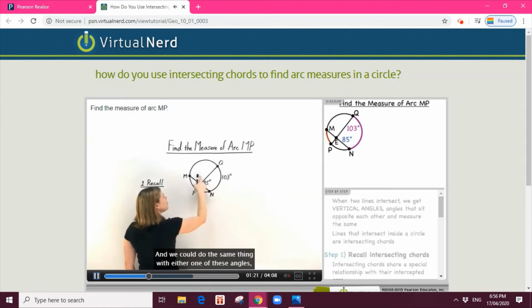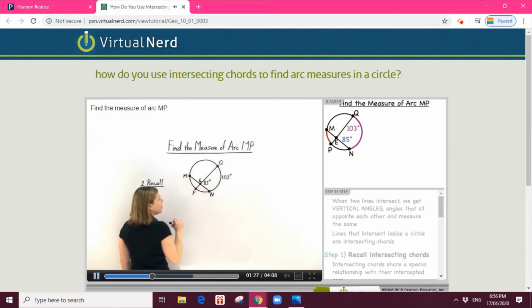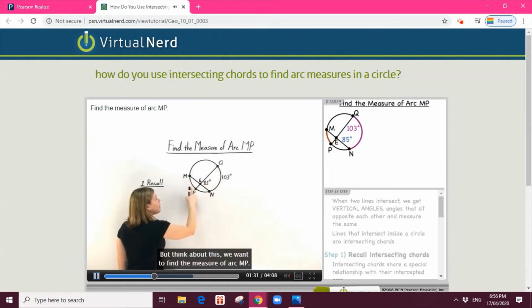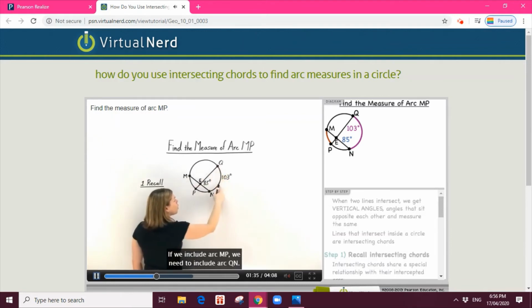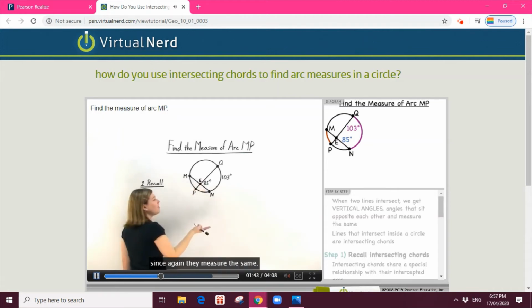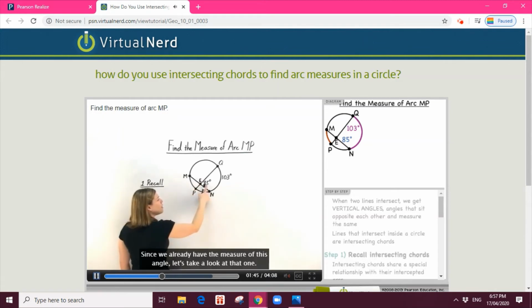And we could do the same thing with either one of these angles, taking the average of arc MQ and arc PN. But think about this. We want to find the measure of arc MP. If we include arc MP, we need to include arc QN. If we take the average of those arcs, we will get the measure of this angle, or this angle, since again they measure the same. Since we already have the measure of this angle, let's take a look at that one.